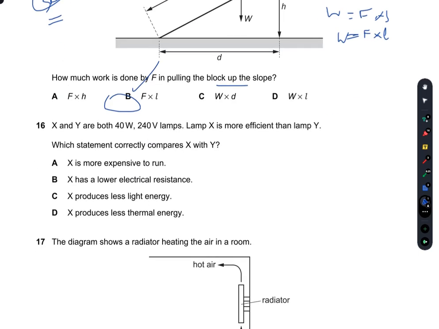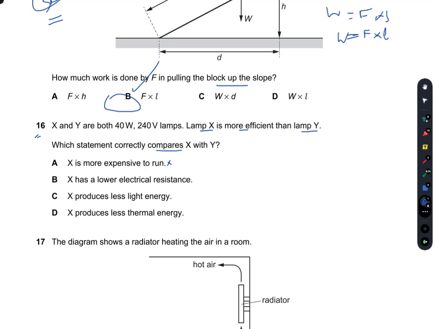So now question number 16. X and Y are both 40 watt, 240 volt lamps. Lamp X is more efficient than lamp Y. Which statement correctly compares X with Y? X is more expensive to run. No, X is less expensive to run. X has a lower electrical resistance.